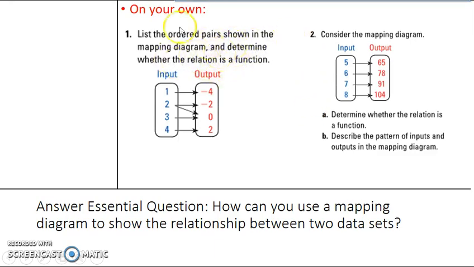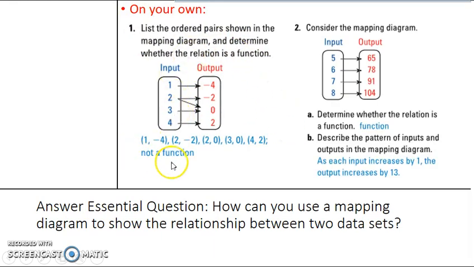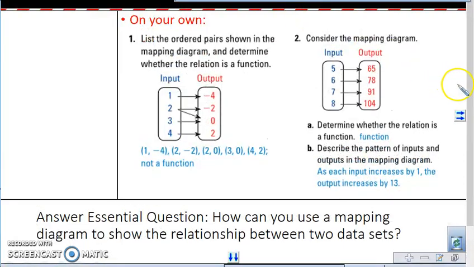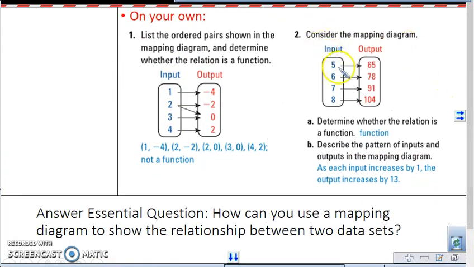All right, for number 1, I should have seen you list the ordered pairs and then determine if it is a function. So it's not a function because 2 goes to 2 separate things. All right, number 2, it is a function, and as each input increased by 1, the output decreased by 13. So input times 13 equals output. All right, your essential question is right there, ready for you to answer, and your checkpoint is up and running. Thanks, guys.